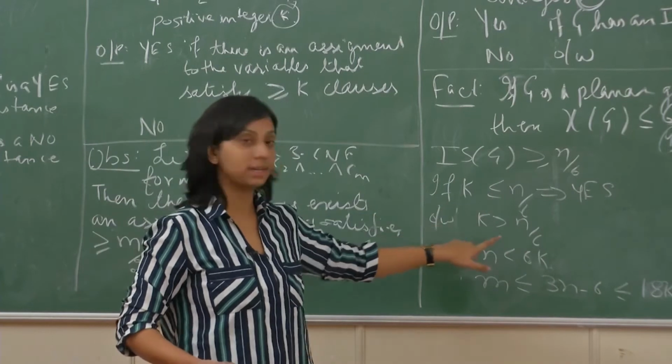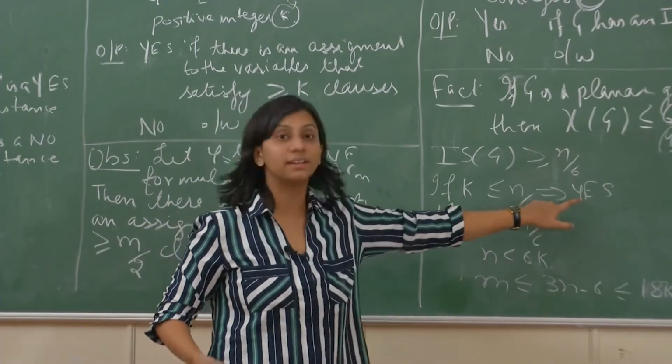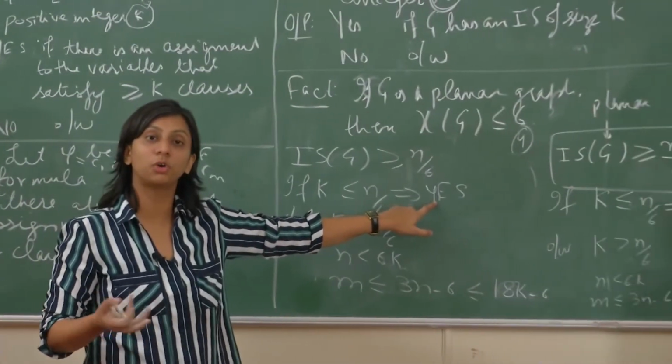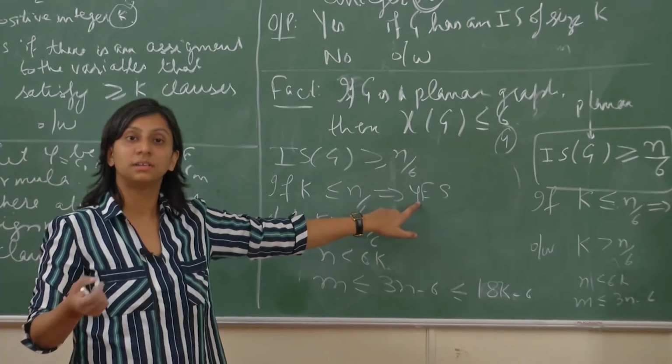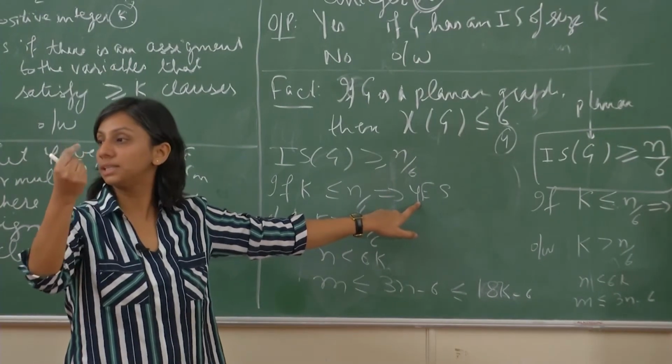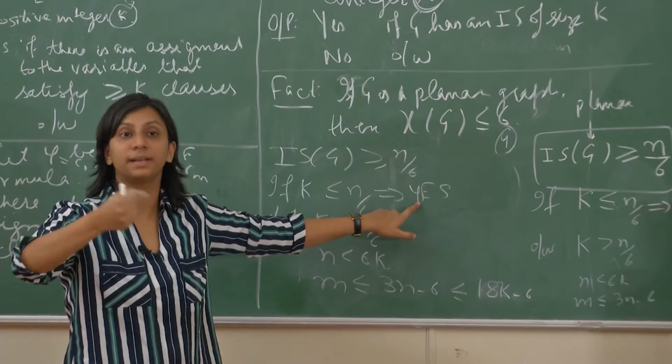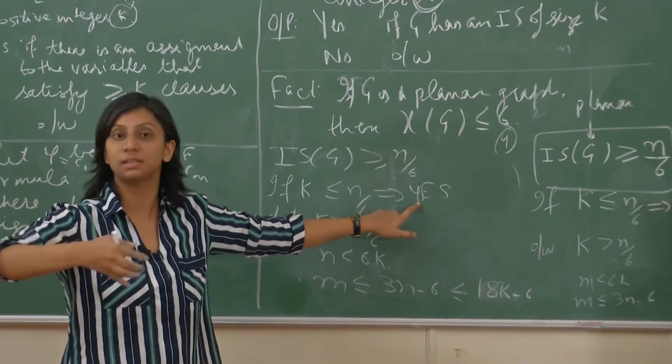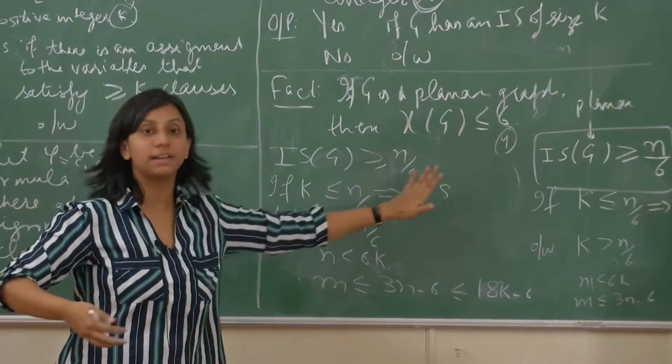Either k is this or it is this. If it is this, I return a trivial yes instance. So what could be a trivial yes instance? Just take a graph on one vertex, it is planar, and ask if it has an independent set of size 1. It has 1. So that's a trivial yes instance. So in this case, I'll return that instance.